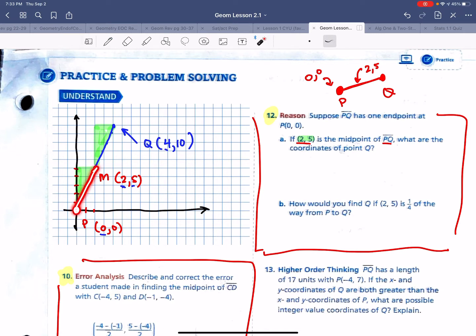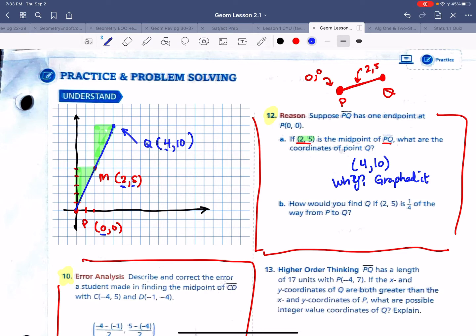So the middle is here. The rest of the way has to be somewhere there. So this is point P, Q. And the middle is there. And that is what they're saying in the problem. So what is Q? We're going to say 4, 10. Why? Because I graphed it. Okay.